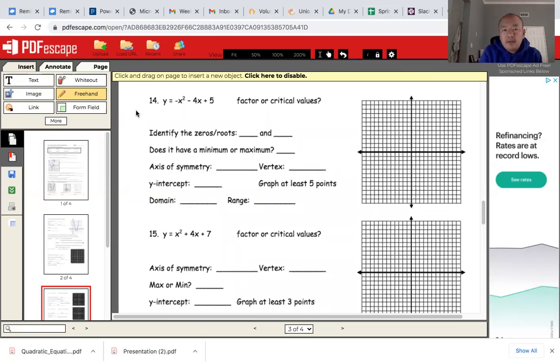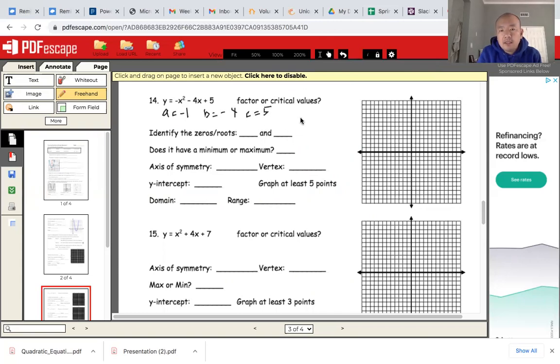Remember that in order to do that, you have to use the quadratic formula. You could also factor, or complete the square. First, I'm going to use the quadratic formula. So a equals -1, b is equal to -4, c is equal to 5.